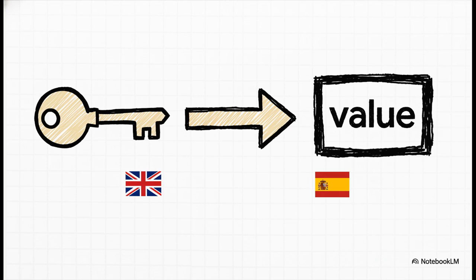At its core, this is all it does. It's that simple. You give it a key, like the word 1, and it points you directly to its value, like the word uno. It's exactly like flipping open a dictionary to find a definition. Simple, right? But incredibly powerful.